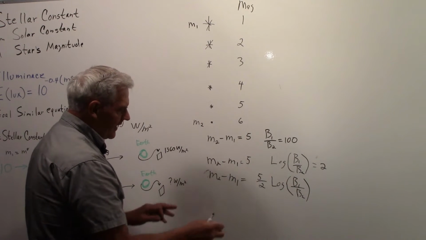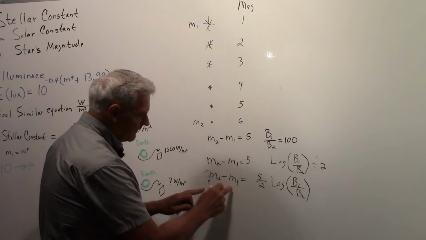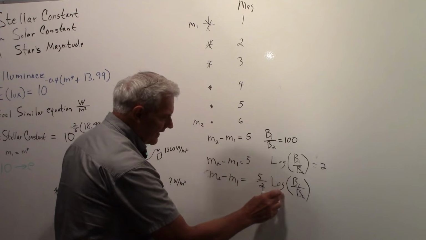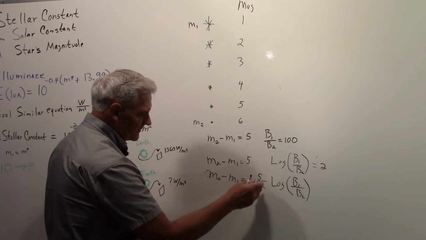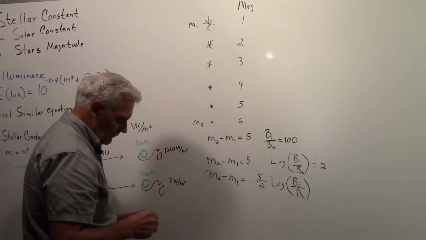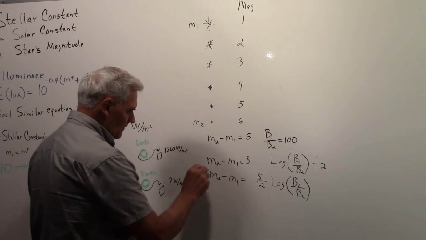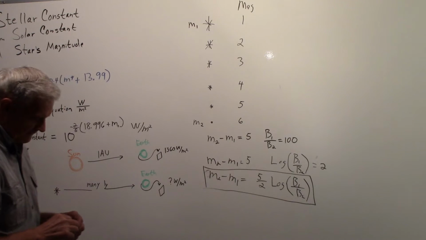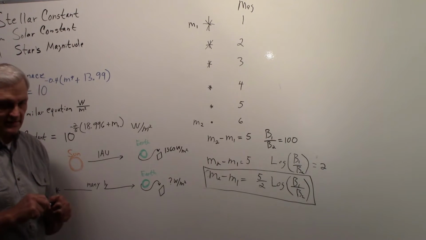So you see, if we have a difference of 5 here and a factor of 100 here, take the log of that, you get 2. The 2 cancels the 2, and then we're left with 5. So we are getting somewhere by getting to that point. So what do we do next?